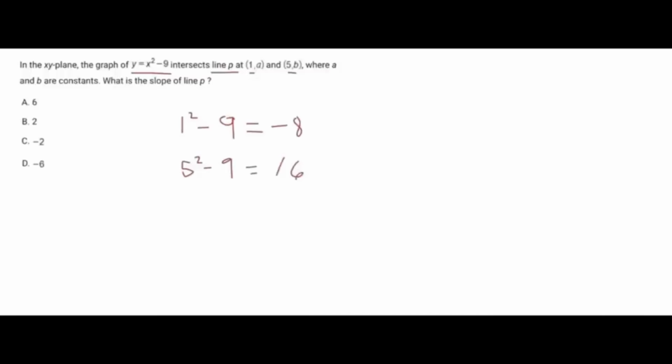But they want to find the slope of line P. So that's just rise over run, or change in y over change in x, right? So our change in y is from -8 to positive 16. So that's going to be a difference of 24. And so 24 will go on top here for our change in y. And now our change in x is just between 1 and 5. So to go from 1 to 5, that's a change of positive 4.